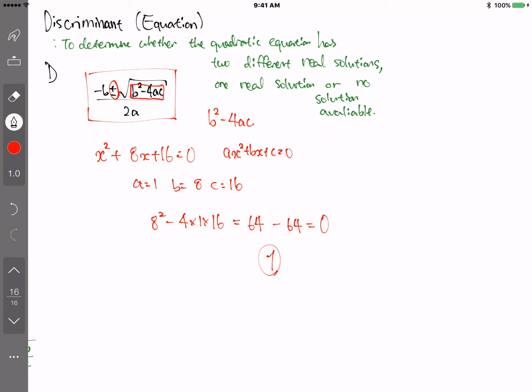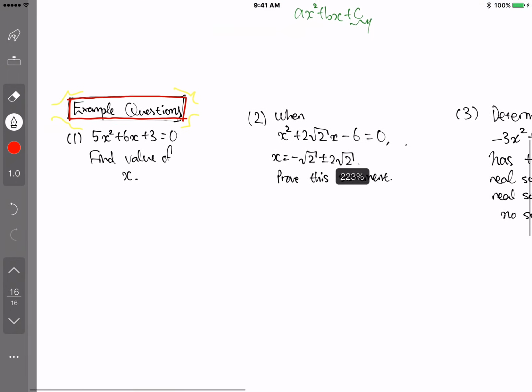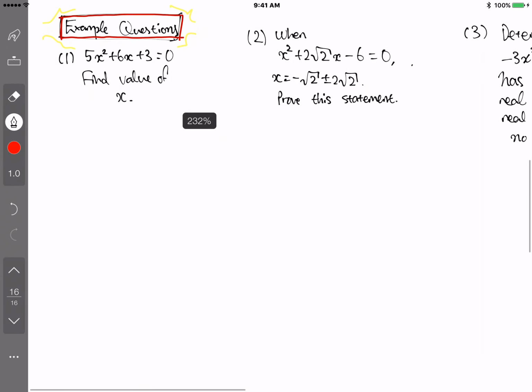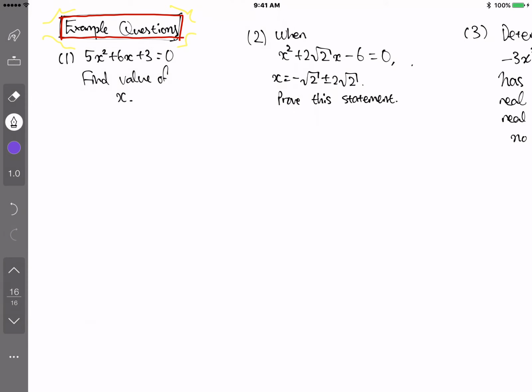This is the basic way you use it, and let's move on to some harder questions for the quadratic equation. I just made up a few example questions. From now on, let's try to solve these problems. I'm just going to write with a purple pen because I like purple. So example questions. Number one says 5x squared plus 6x plus 3 equals 0. Find the value of x.